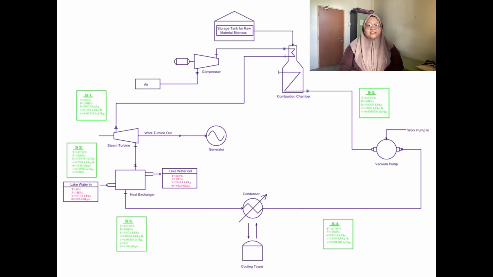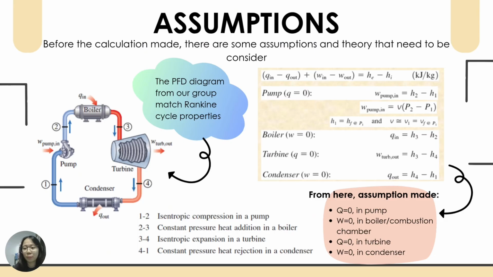Next, heat exchanger involved in transferring heat. It has lake water in and lake water out. Both are for cooling a process stream. After the steam turbine, the steam goes to a condenser where it is cooled and converted back into liquid water. The condenser uses cooling water, which is then sent to a cooling tower to dissipate heat to atmosphere. And lastly, the vacuum pump in power plant will maintain the vacuum in the condenser and increase the efficiency of the turbine.